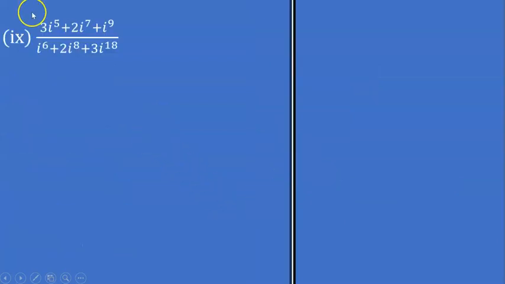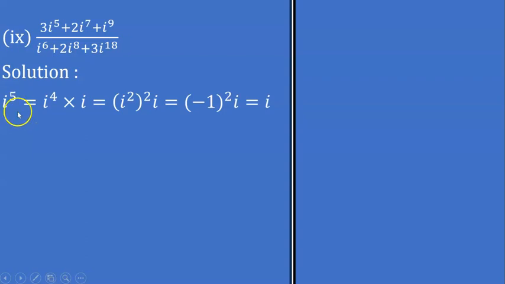Now next example: (3i^5 + 2i^7 + i^9) / (i^6 + 2i^8 + 3i^18). Again, i^5 means what? i^4 into i. But what is i^4? i^4 means (i^2)^2. But i^2 is minus 1, and (-1)^2 is again plus 1. Plus 1 into i, you will get here i.